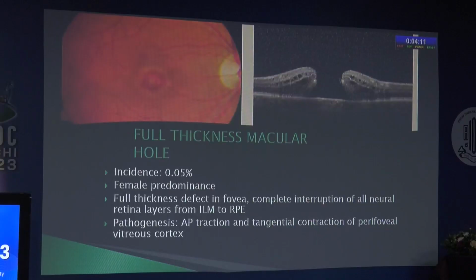Then the third entity is full thickness macular hole. Its incidence is 0.05%, with female predominance. It is basically a full thickness defect in all the layers of the retina, and the pathogenesis is anteroposterior traction of vitreous and the tangential contraction of perifoveal vitreous cortex.